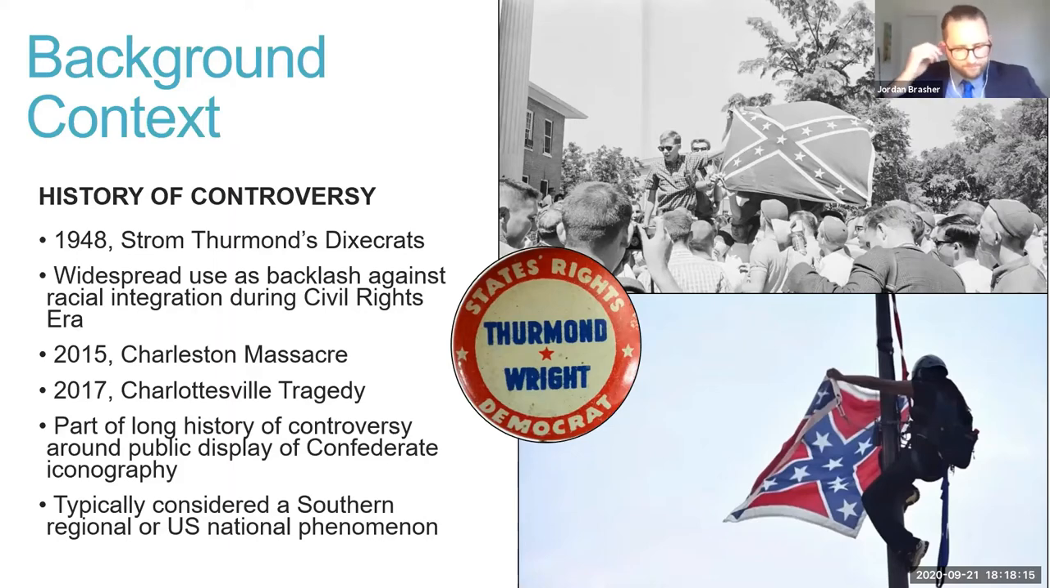More recently, two key events have set off the regional, national, and as we'll see, global conflicts around Confederate memory and iconography. First, in 2015, in the wake of the new grassroots Black Lives Matter movement, started in response to the murders of unarmed Black youth Trayvon Martin in 2013 and Michael Brown in 2014, a self-avowed white supremacist entered a Charleston, South Carolina church and massacred 9 Black parishioners.